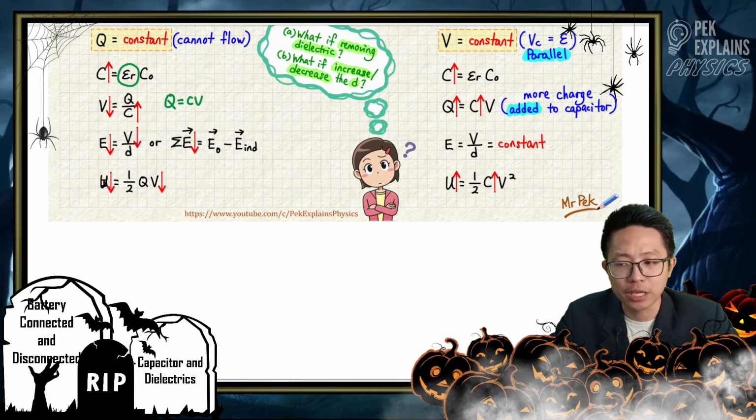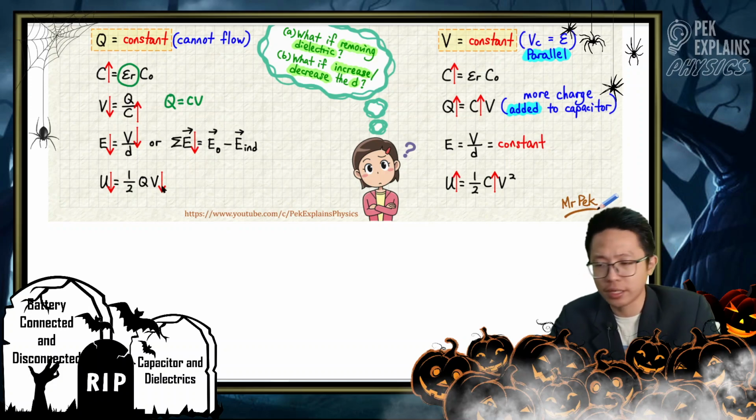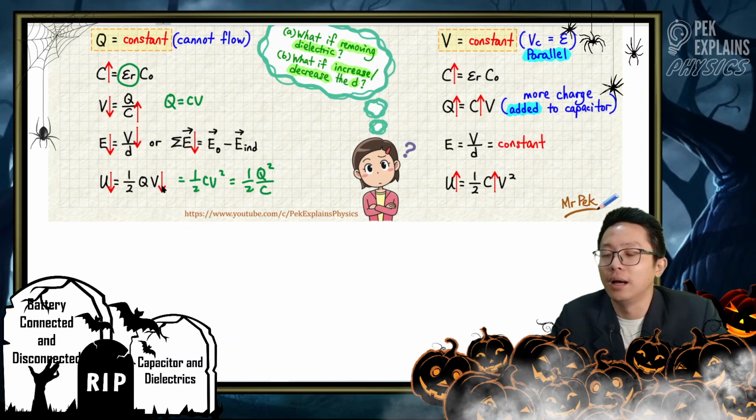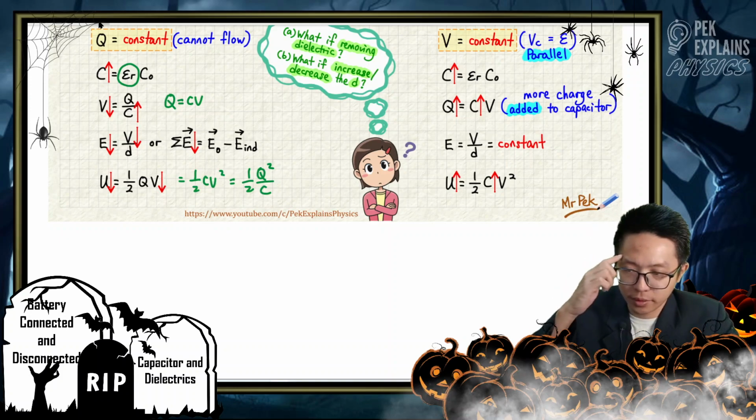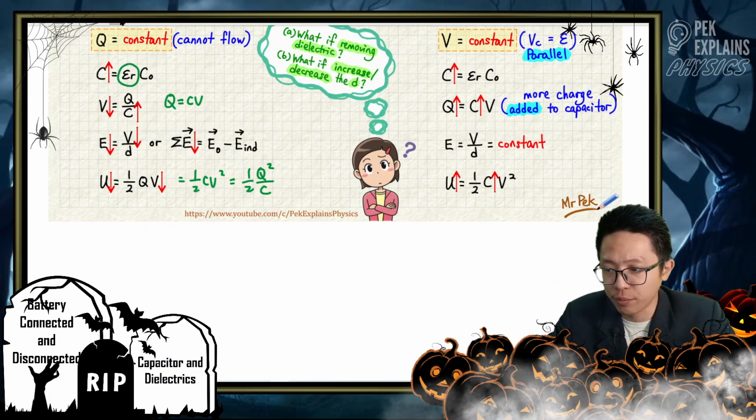What happened to the electric potential energy stored in the capacitor? So you use half QV. We know that this potential energy has three formulas. Either you can use half CV square or half Q square over C. But you must be wise enough to choose the correct formula.